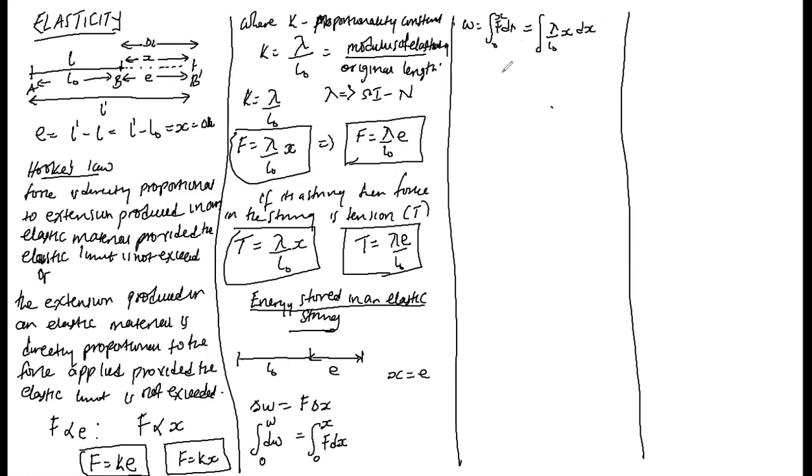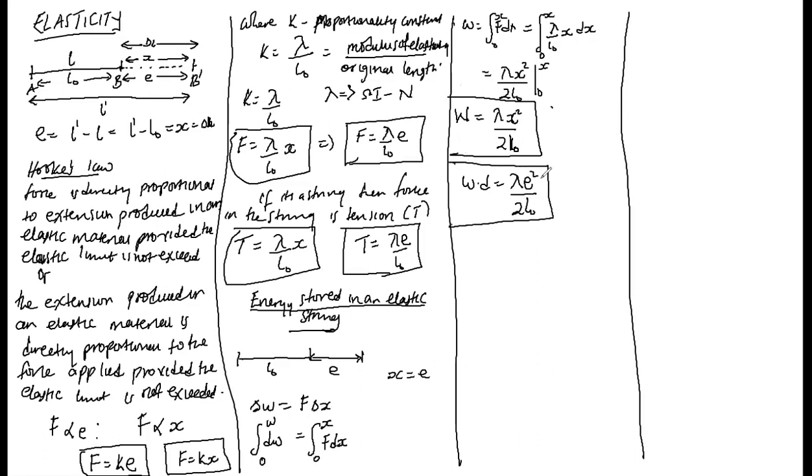So when you integrate this, we shall have lambda x squared over 2 L naught from 0 to x. Therefore, the total work done will become lambda x squared over 2L naught. If you're not using x and you're using e, then energy stored or work done shall be equal to lambda e squared over 2L naught. So this is how we can get the energy stored in an elastic string or spring.